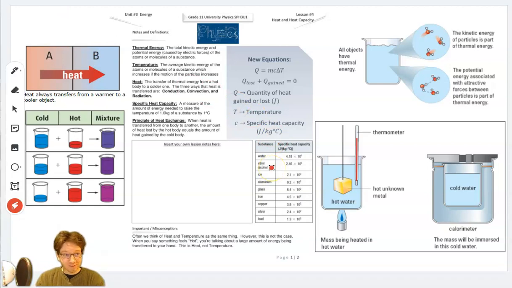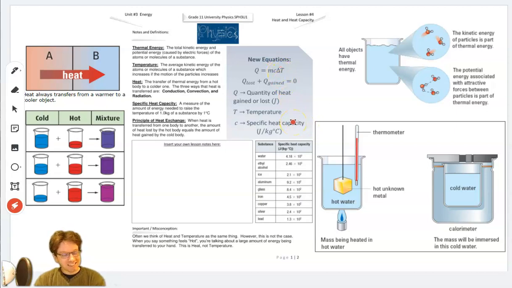So we have a formula for this then. Q, which stands for, well, it's energy, right? Thermal energy, equals m, mass, c, the specific heat capacity, and delta T, your change in temperature.